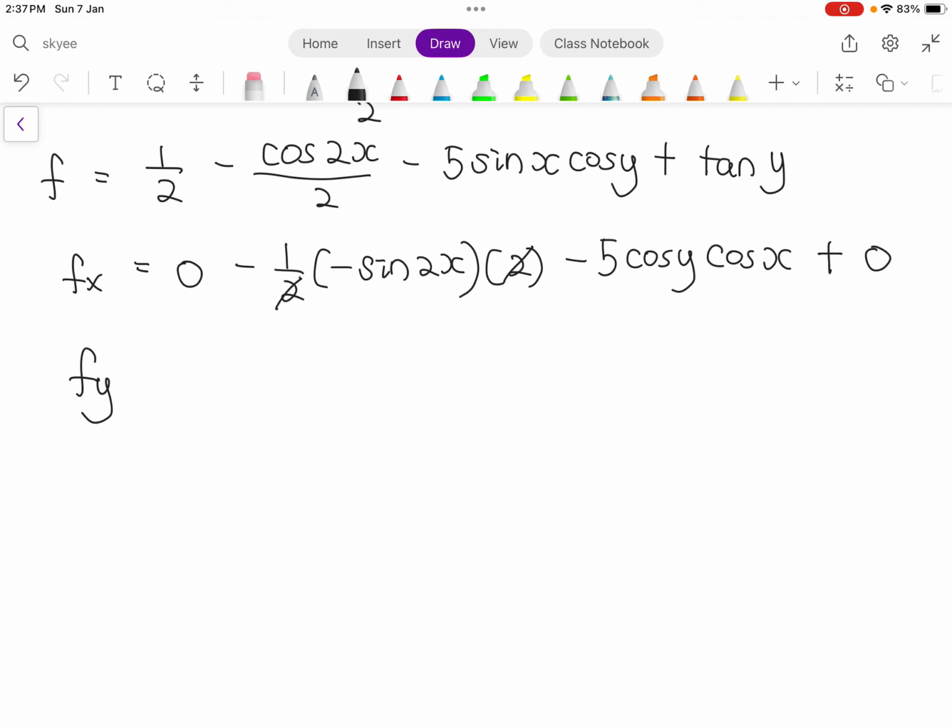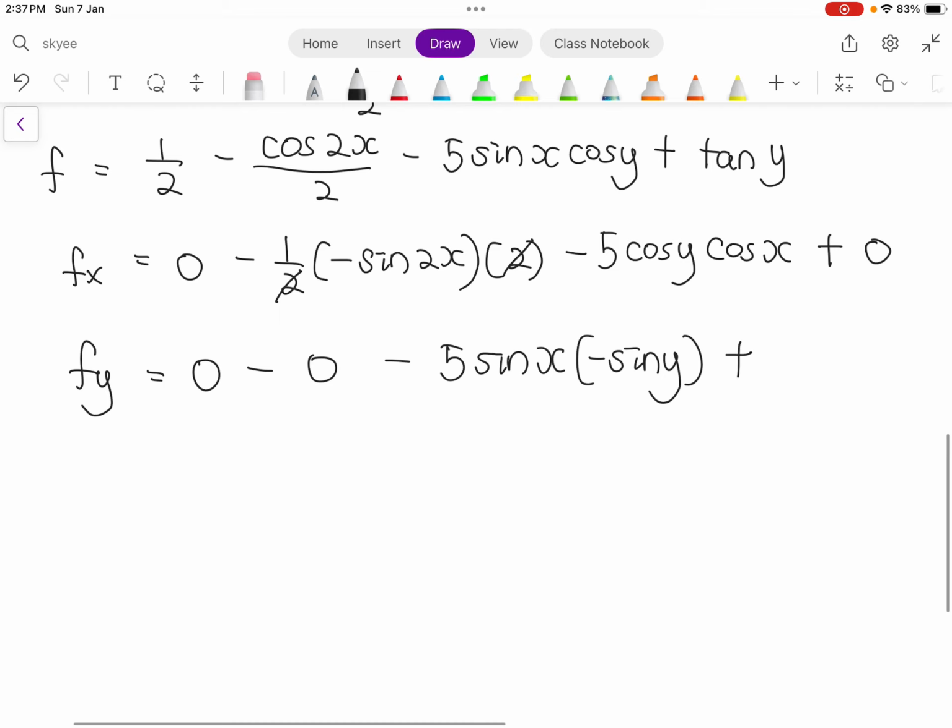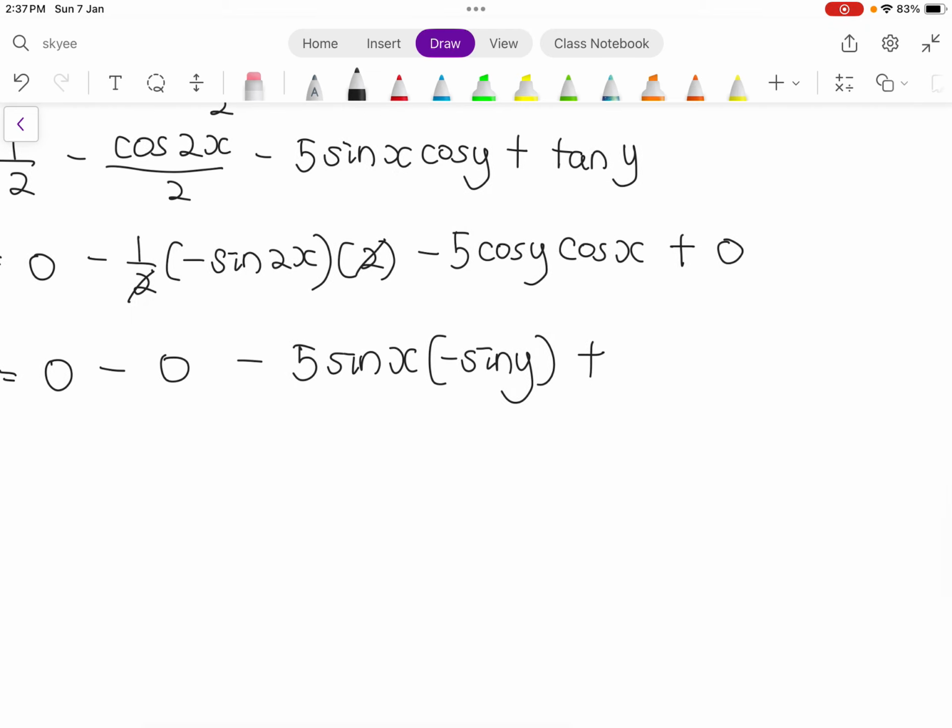And fy, on the other hand, this one will be 0, and also 0. And 5 sine x will be a constant. Cos will become negative sine y. And the tangent y, you can refer to the table. Tangent y, when you perform the differentiation, will become secant square y.